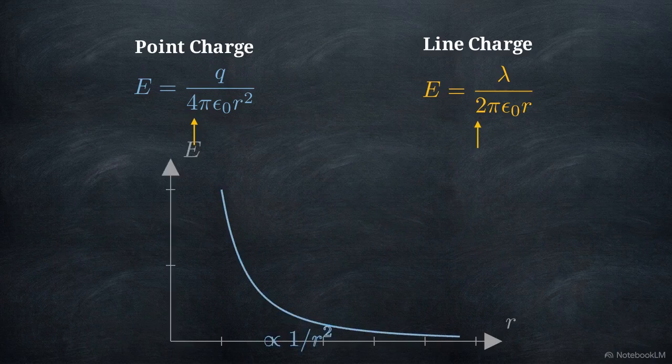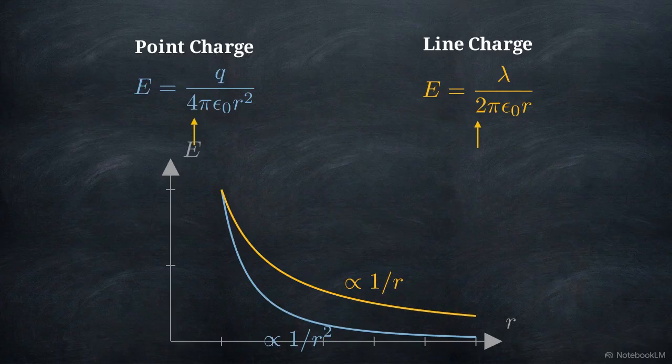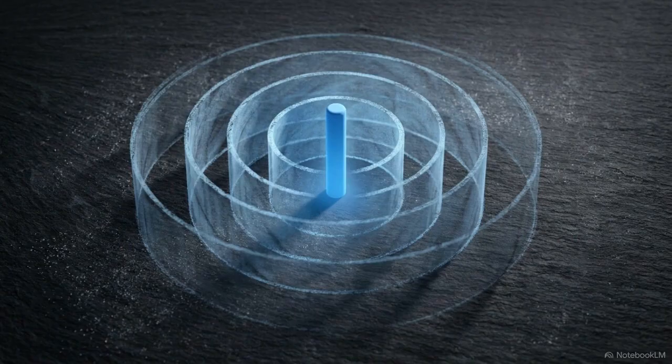Compare this to the formula for a point charge. The difference lies in the denominator. The point charge field depends on r squared, while the line charge field depends only on r. This graph illustrates the effect. A point charge field fades rapidly, but the line charge field decays much more slowly over distance. The geometry of the source charge determines exactly how its field strength reaches across space.